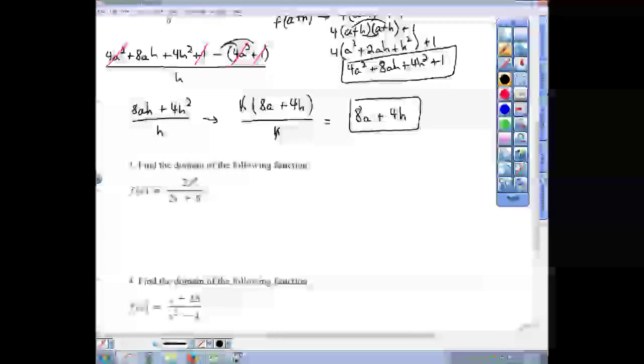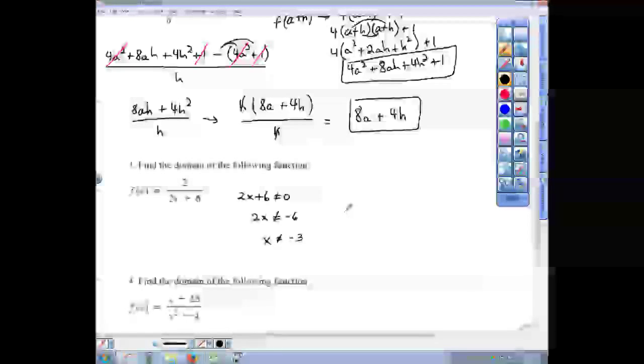So the biggest issue with this type of function, this is called a rational function, is you can't have the denominator equal to 0. You can't divide by 0, it's undefined. So what you really want to figure out is when is this equal to 0? 2x plus 6 cannot equal 0. So this is a simple equation to solve. Subtract 6, divide by 2, and it says here x cannot equal negative 3.